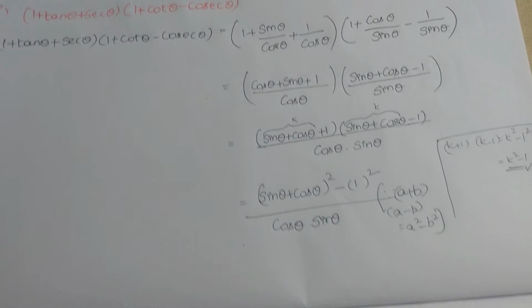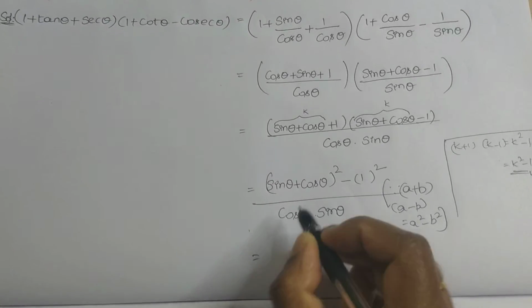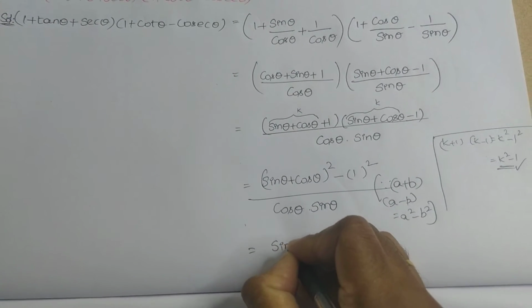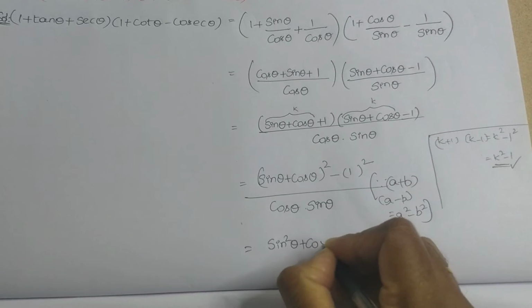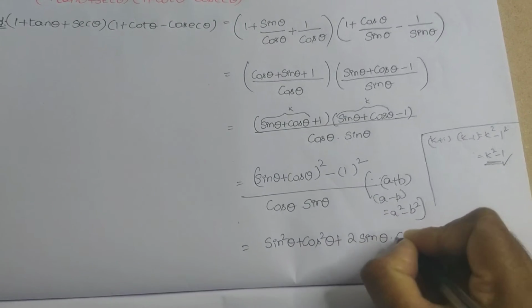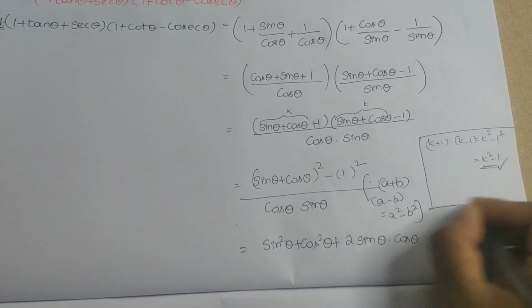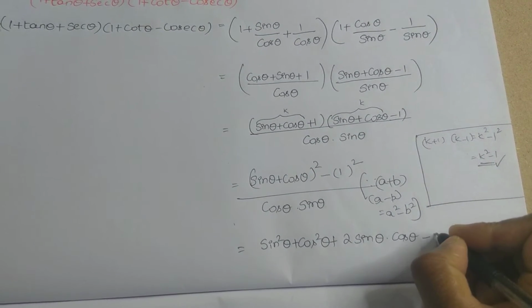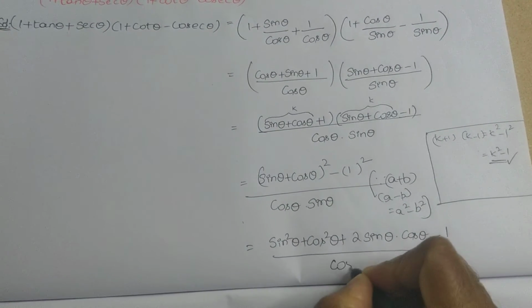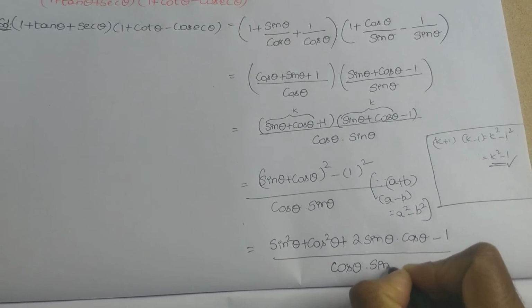Clear? So after that, what will I do? This is in the form of a plus b whole square, which can be written as a square plus b square plus 2ab. So cos square theta plus sin square theta plus 2 into sin theta into cos theta, minus 1 square, which will be 1 only, divided by cos theta into sin theta.